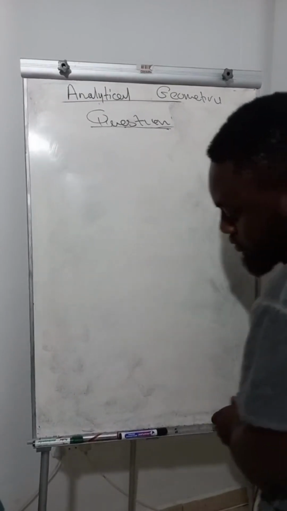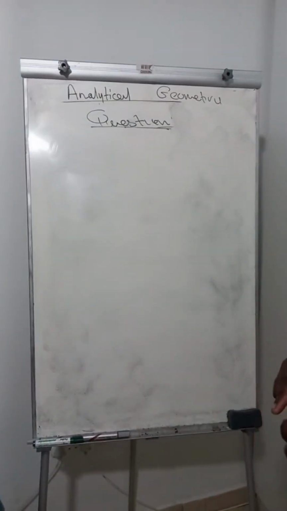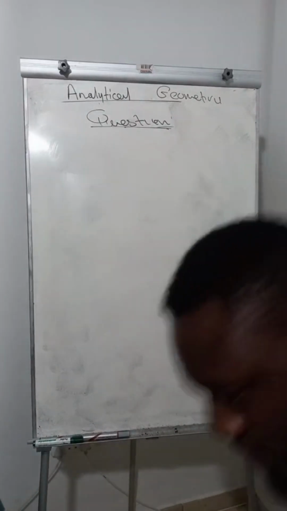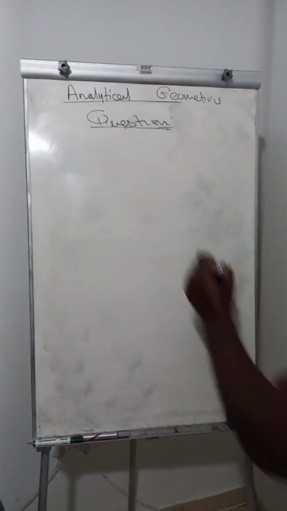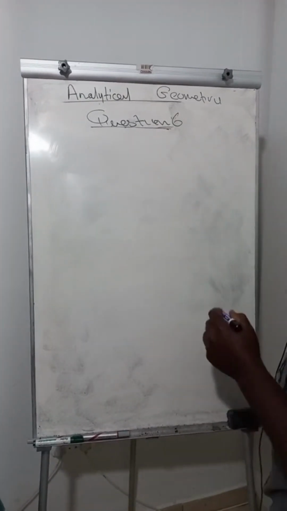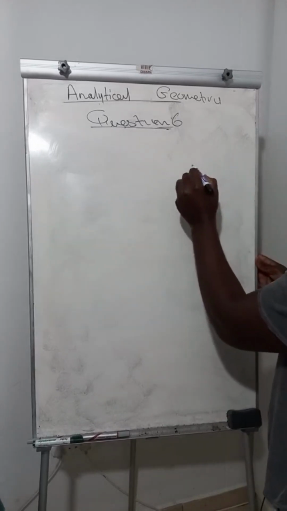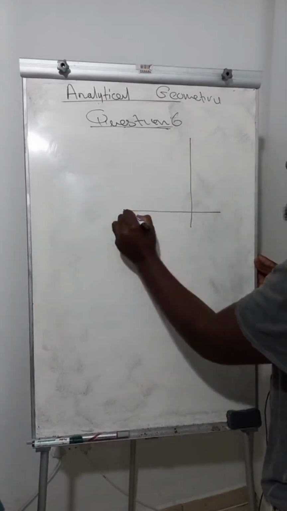So let me start. Let's say from a question, I'm saying question 6. So this question is drawn something like this.